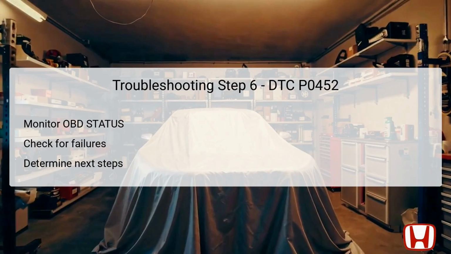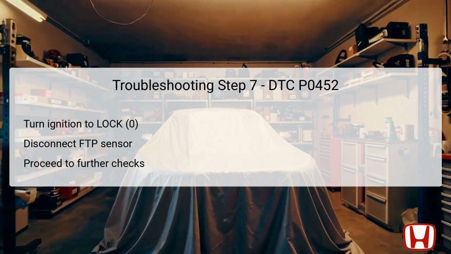In Step 7, turn the ignition switch back to lock 0 to ensure all systems are completely powered down before proceeding with the diagnostics. Next, disconnect the 3P connector from the FTP sensor carefully, making sure not to damage any terminals or wiring in the process. This disconnection is essential to further investigate the sensor's functionality and conduct measurements without interference from other components.